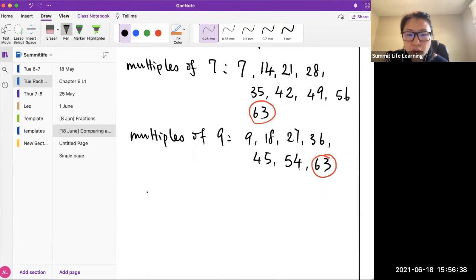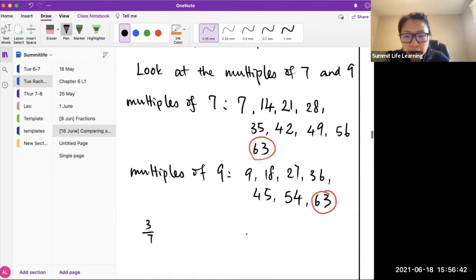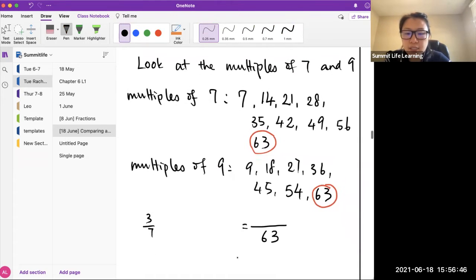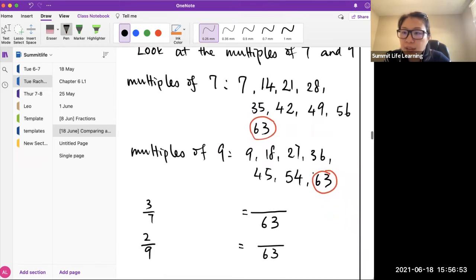Because we want to change the fractions into a denominator that is the same for both of them, okay? So for 7 and 9, we found that we can have 63 the same for both of them. So for 7, we multiply by a number to get 63. For 9, we also multiply by a number to get 63.